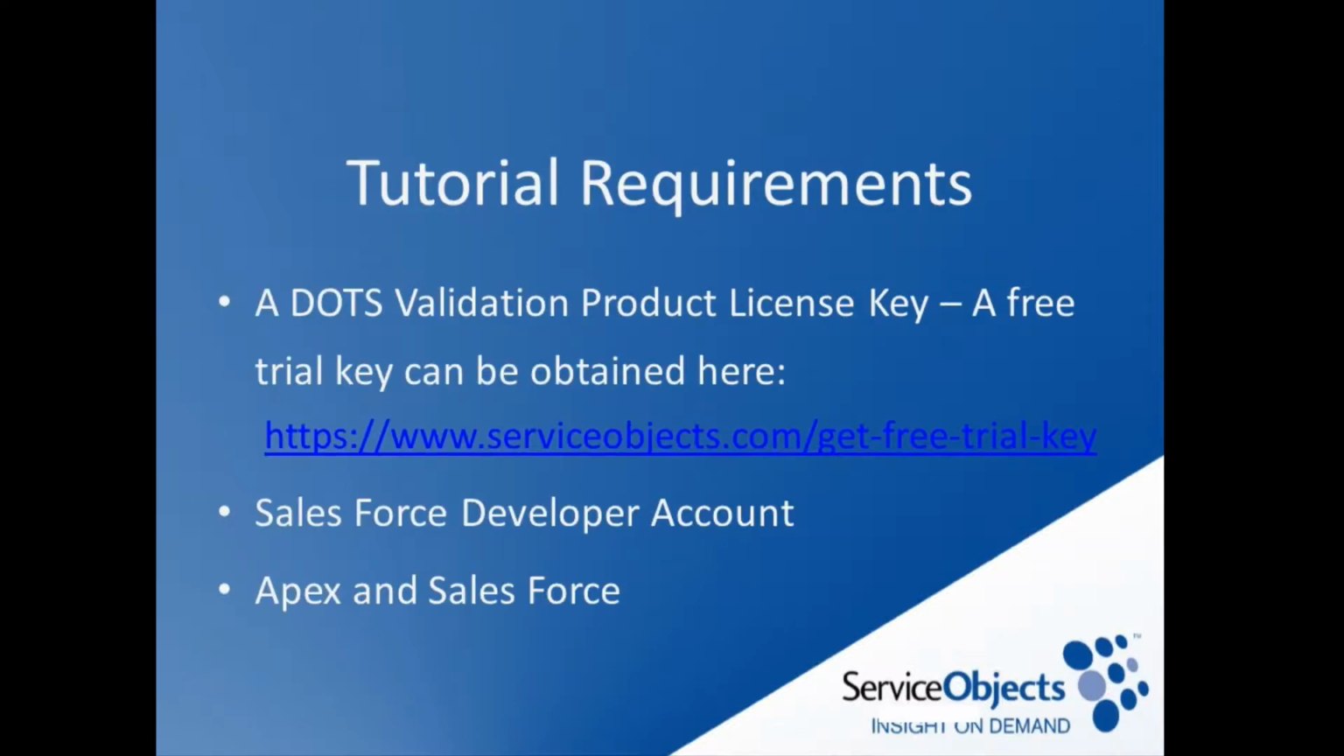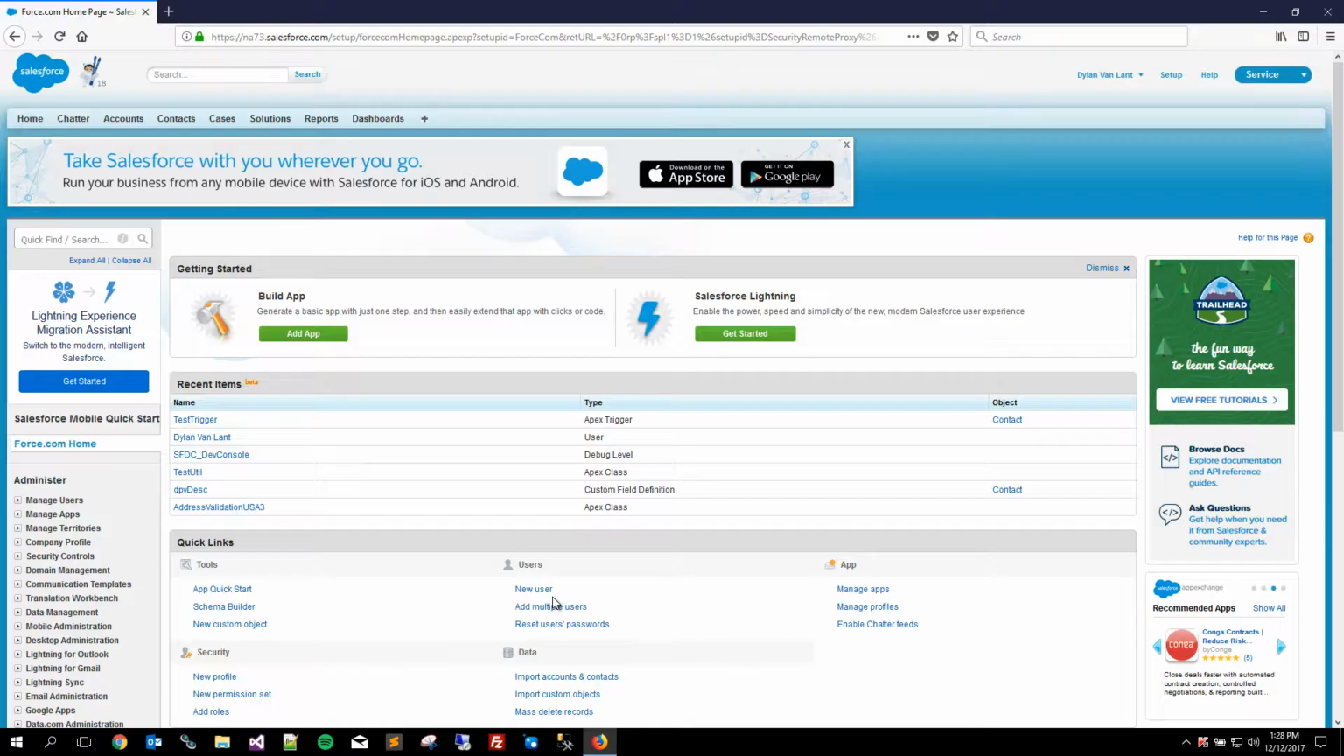To participate in this tutorial, you need the following items: a Service Objects web service key, whether that is a trial key or a production key. You can sign up for a free trial key at www.serviceobjects.com. You will need a developer account in Salesforce. You will also need a working knowledge of Salesforce and Apex, which is the native programming language inside Salesforce. And we will go ahead and get started.